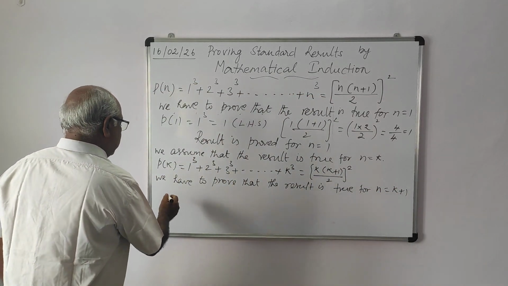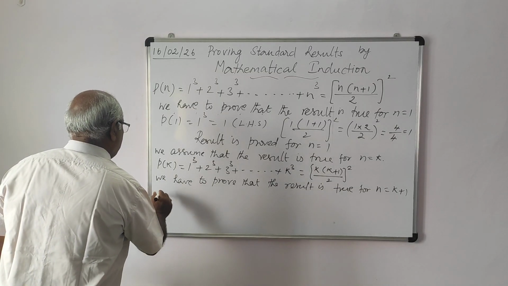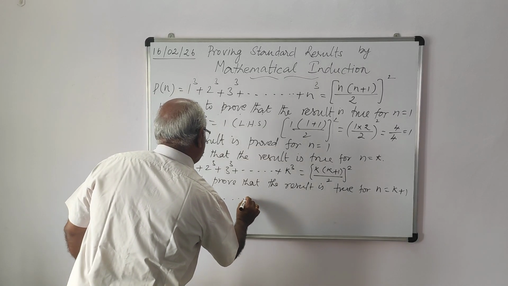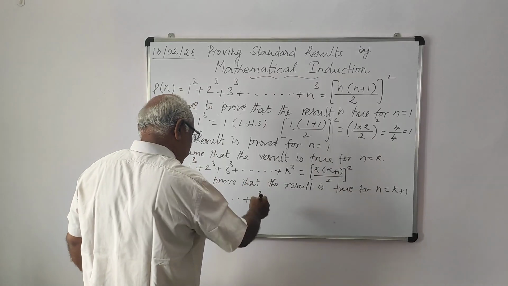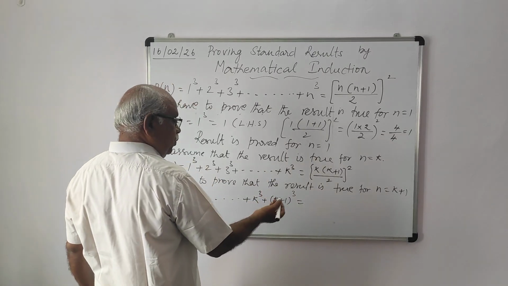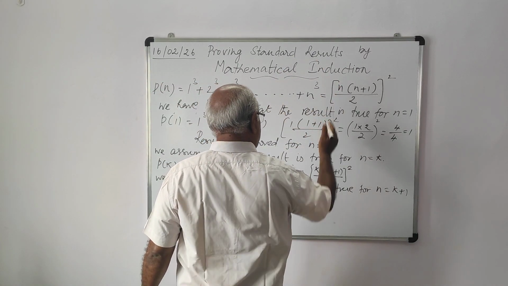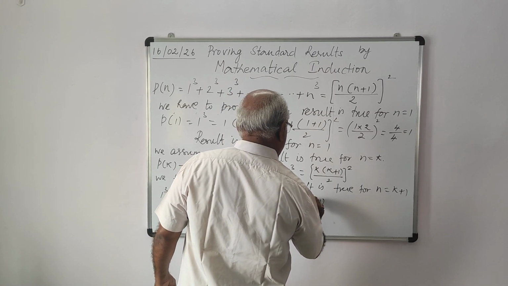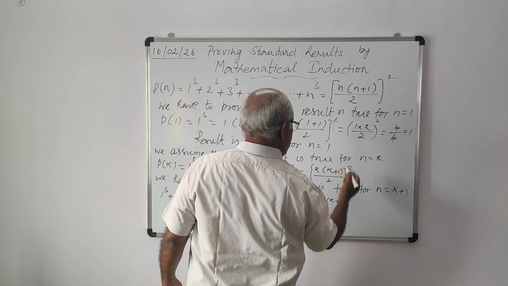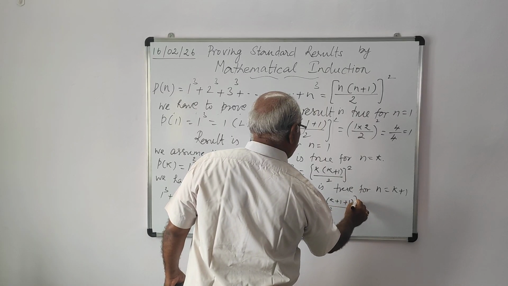What is on the left hand side? 1 cube plus 2 cube plus 3 cube, etcetera, plus k cube, plus we have to prove for k plus 1. Therefore, next step, (k plus 1) cube is equal to what we have to prove. Instead of k, we have to put k plus 1. Right hand side is n, for k plus 1, into k plus 1 plus 1. K plus 1 plus 1 is k plus 2, by 2, the whole square.